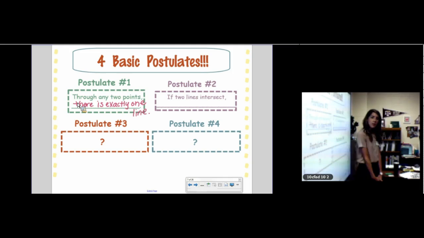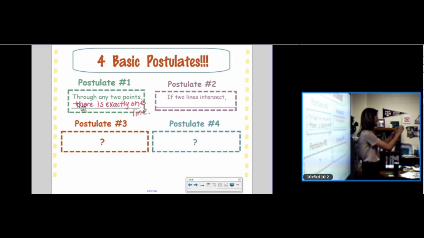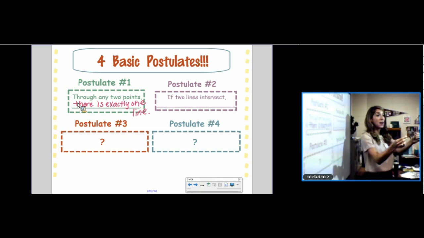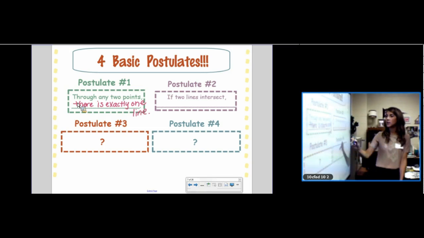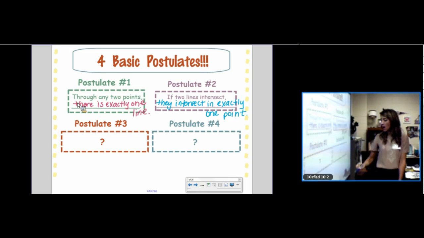Postulate number 2. If 2 lines intersect, what do you get at their intersection? Do you remember? We're not doing planes yet. What do they intersect in? A point. Right there is a point. Remember yesterday we talked about they don't have to intersect. They could be parallel. But if they are going to intersect, they only intersect once. They intersect in exactly 1 point. So if 2 lines intersect, they intersect in exactly 1 point. Not 2 points, not 5 points, not infinite points, 1 point.